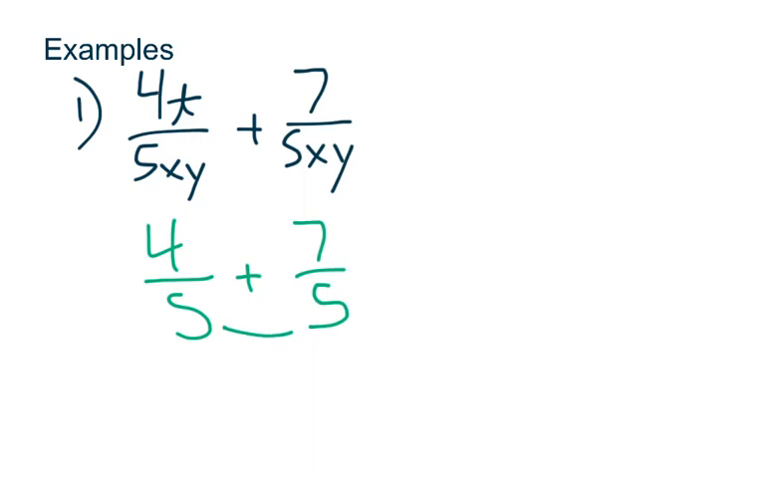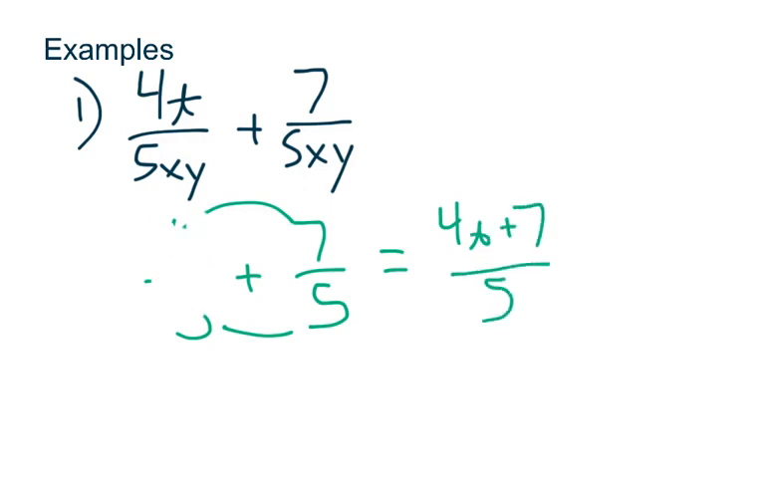We have common denominators, so we can add these together. The difference is that we have a variable on one of them, so we'll just put that variable here. Can we combine 4t and 7? No. The best we can say is 4t plus 7, and we'd put that over 5.